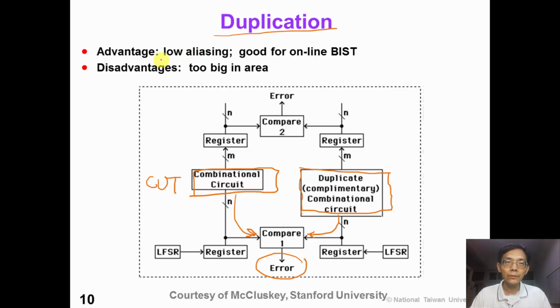The advantage of this ORA is that the aliasing probability can be very low. It is also good for online built-in self-test. However, the area overhead of this ORA is very large, so it's not very practical, except for mission-critical systems.